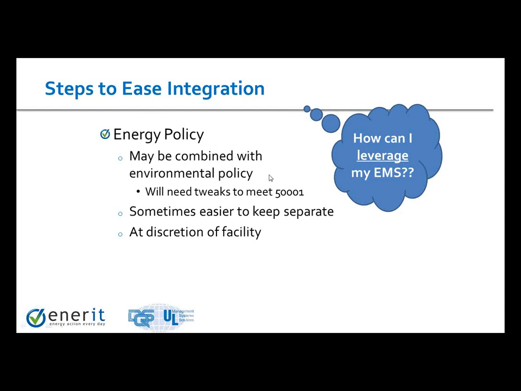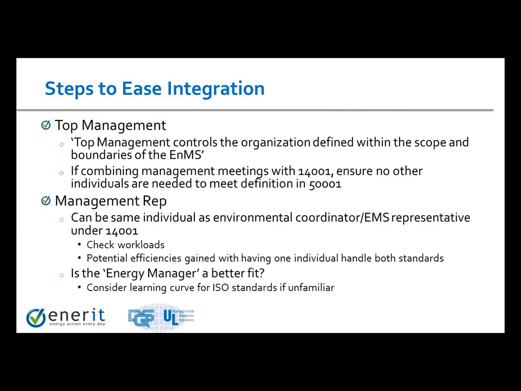You need to look at your energy policy. Can the 50,001 be combined into the environmental policy? Maybe sometimes it's easier to keep separate. It's up to yourself. Top management, you do need the commitment of top management for the 50,001, and again, can that be combined? Can you combine management meetings with 14,000? And if you do, just make sure that the individuals and the people responsible for 50,001 are also included in those meetings. Can the management representative be the same person as the environmental coordinator or the energy management system representative?